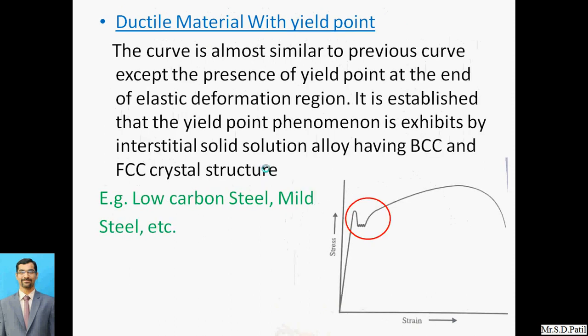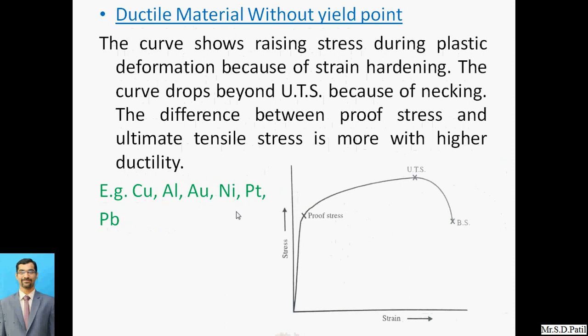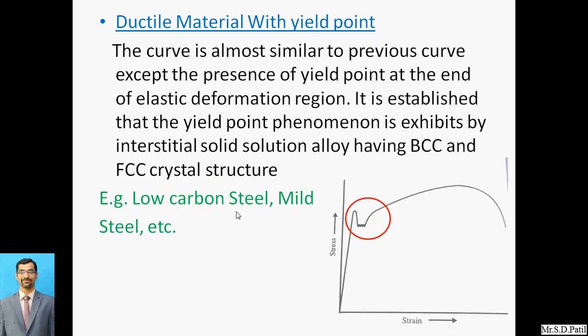This is the curve we have seen in the previous part, and here we can see the curve for low carbon steel or mild steel. The basic difference from the previous stress strain curve is what is shown in red color, the yield point. This will be an upper yield point and this will be a lower yield point. These are the kind of stress strain curves we get for low carbon steel or mild steel.